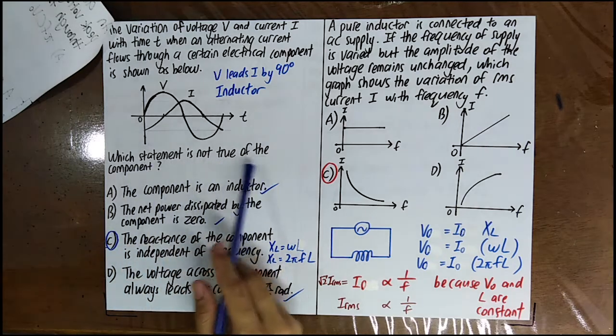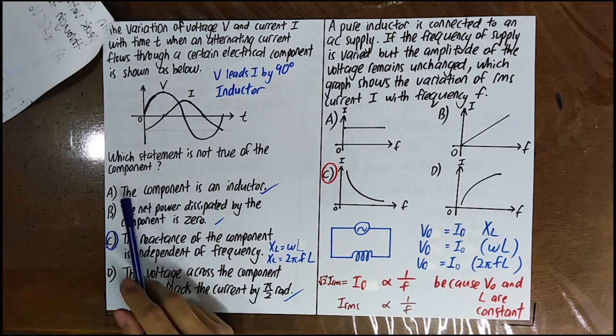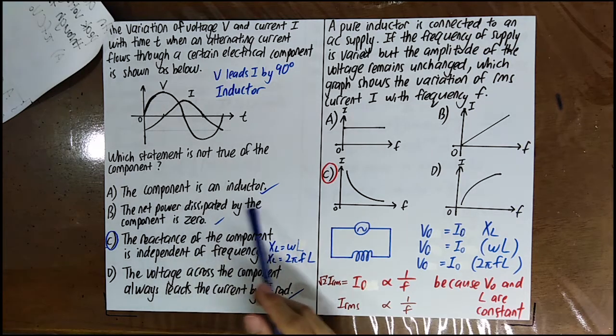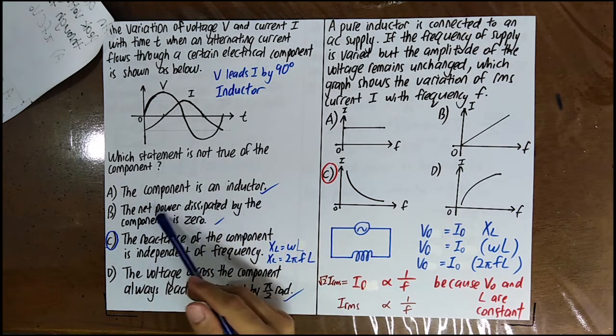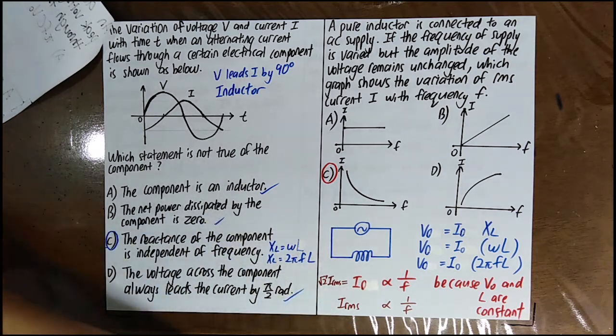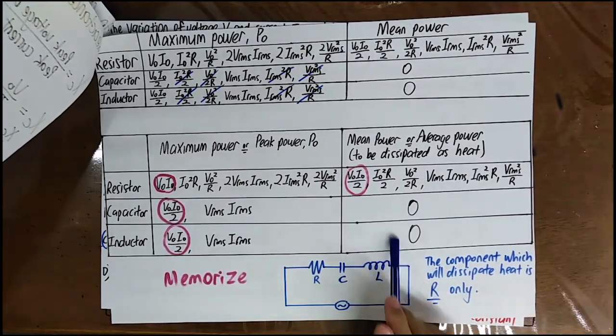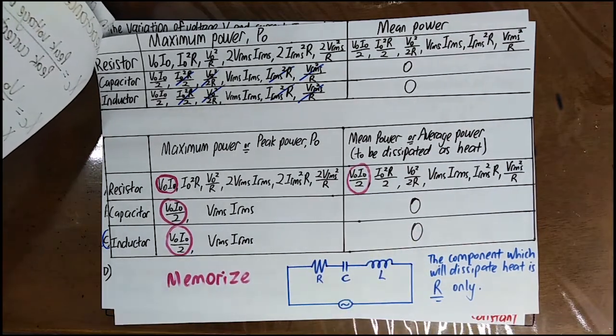Which statement is not true of the inductor? The component is an inductor. Yes, it's correct. The net power dissipated by the component is 0. Yes, there is no heat loss by the inductor.